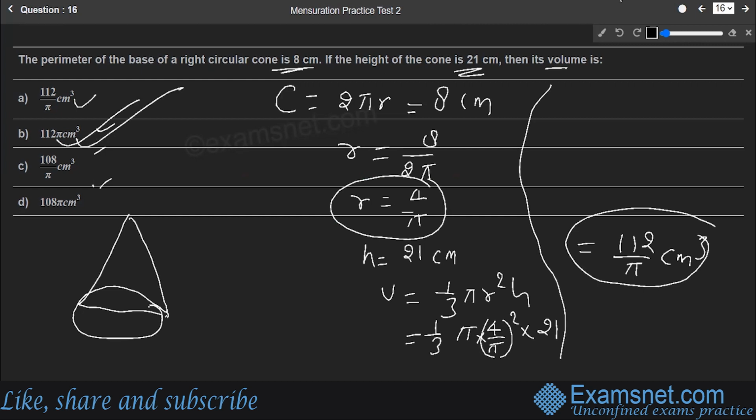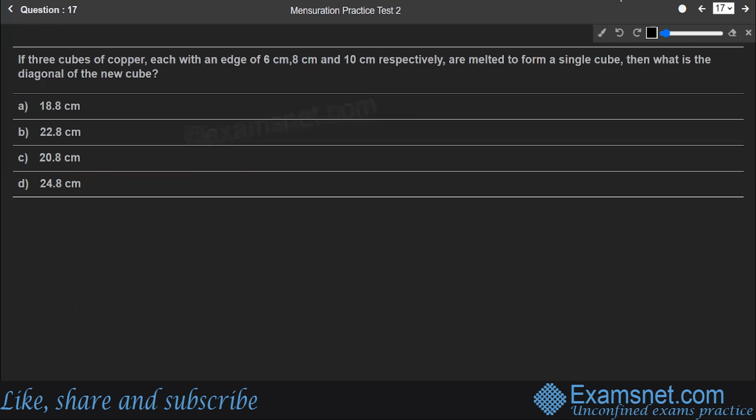112 centimeter pi centimeter cube becomes the right answer. Now, if three cubes of copper, each with an edge of 6, 8, and 10 respectively, are melted to form a single cube, then what is the diagonal of the new cube?